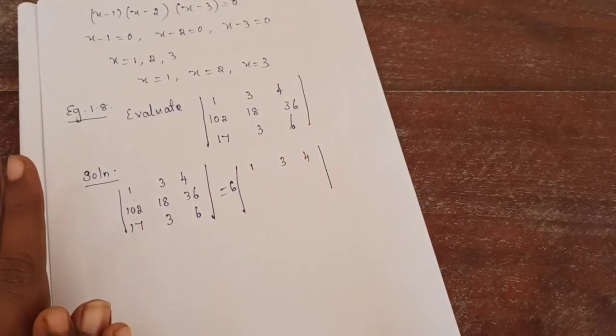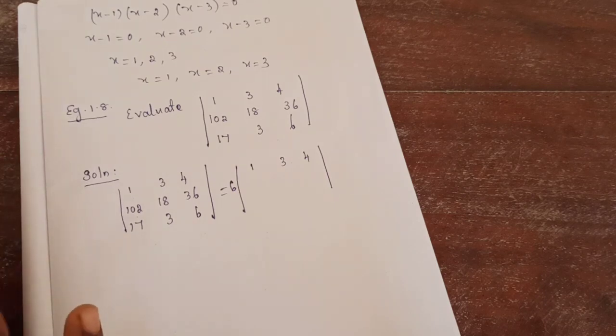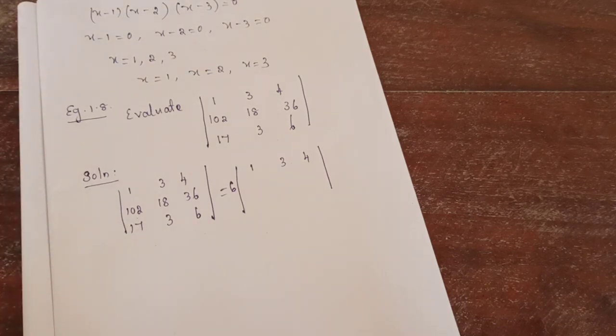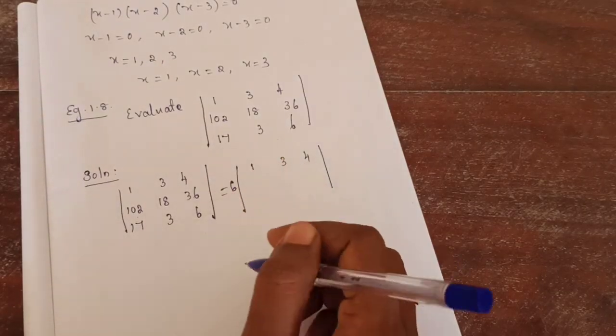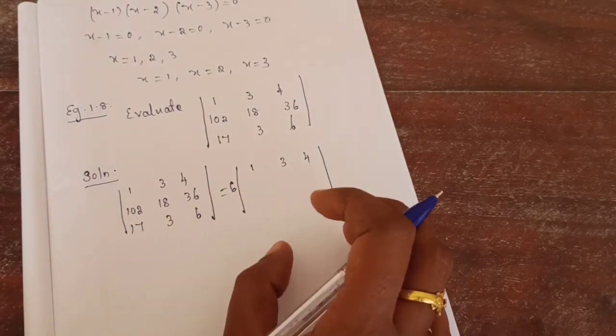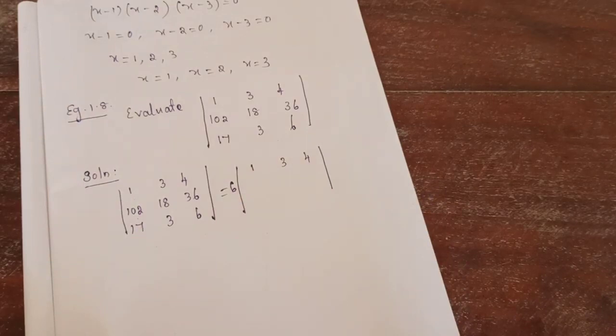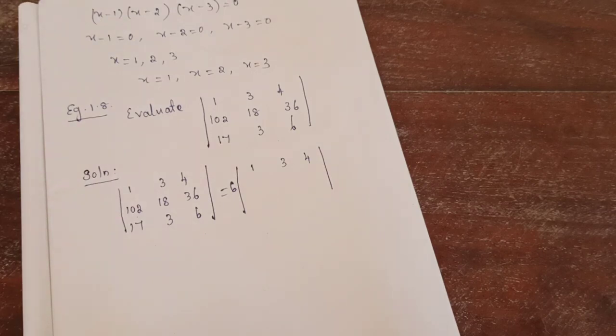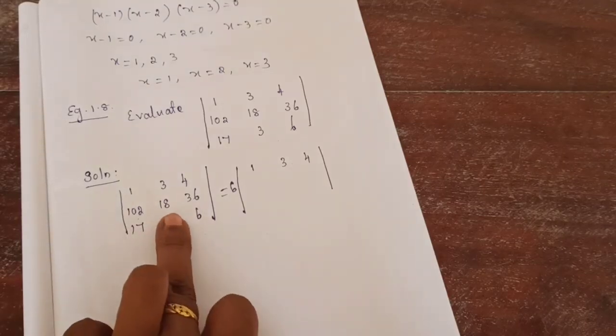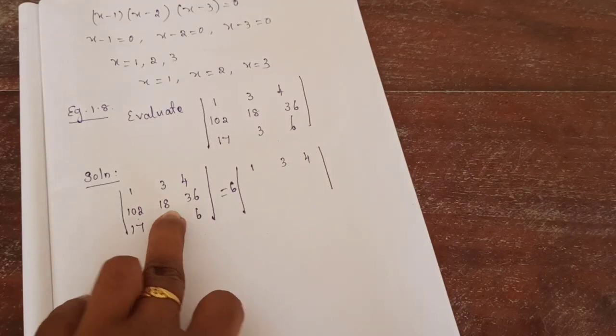Be thorough in the property I have explained, then only it will be easy for you. When you are taking this common outside, please write down the particular property on the side. Then only you won't forget when you are revising for the exams. So please write down whatever property we are using for each and every question. Here 6 is common. That is the fourth property we are using.